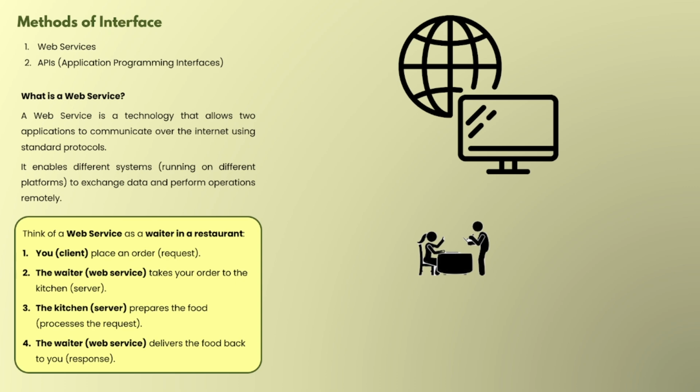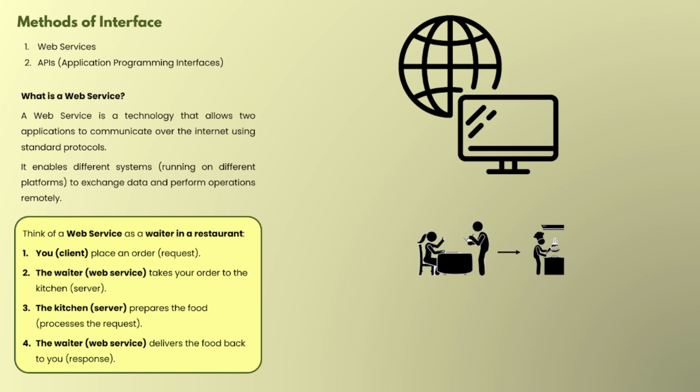The waiter is nothing but a web service. It takes the order to the kitchen, that is the server or whatever other system. So we have identified three different things: the client, who asks for the order, then the web service, the waiter who is taking the order from us, the client, and giving this order to the kitchen, which is nothing but a server. So now the order is received from the customer, that is the client, from us, and this request is sent to the kitchen.